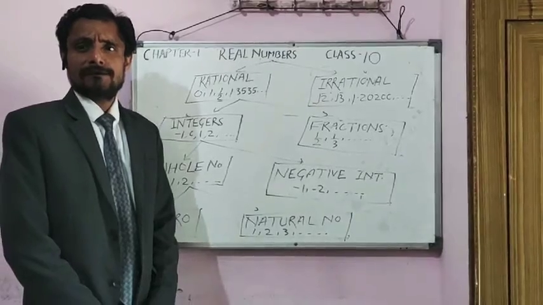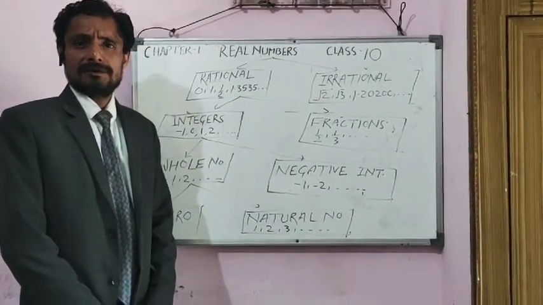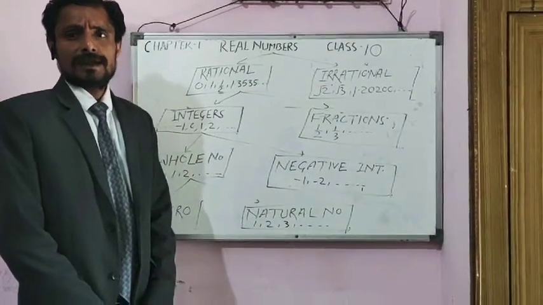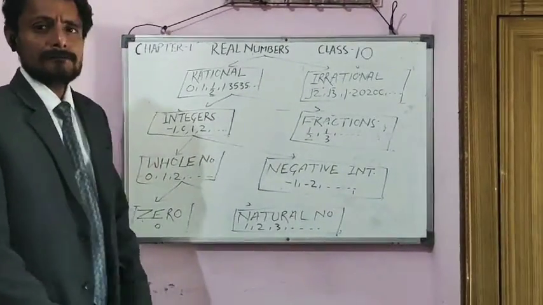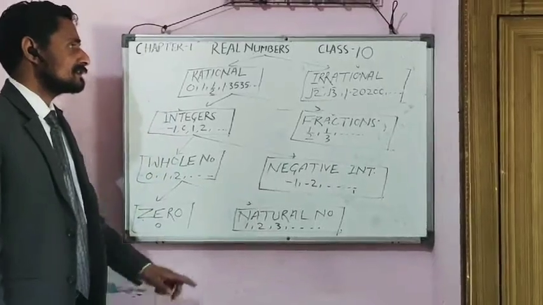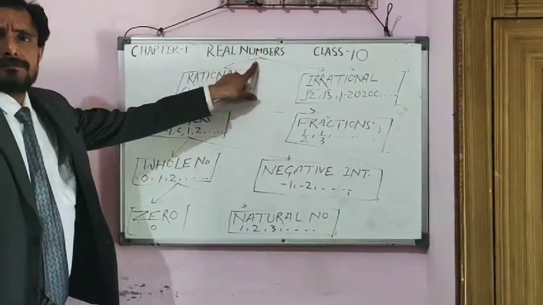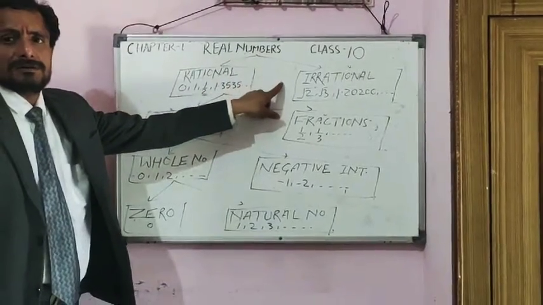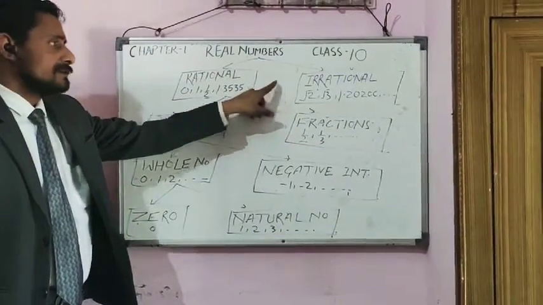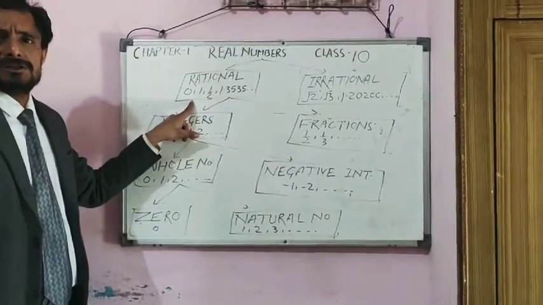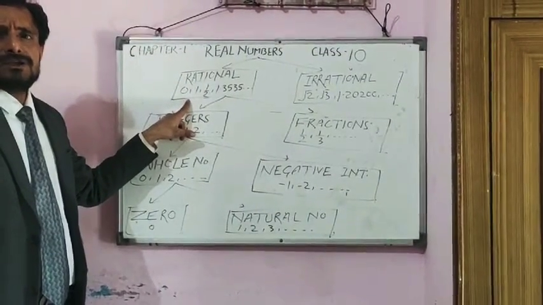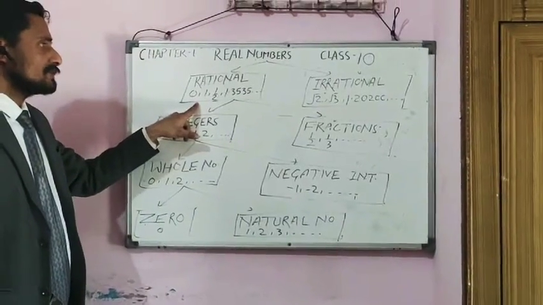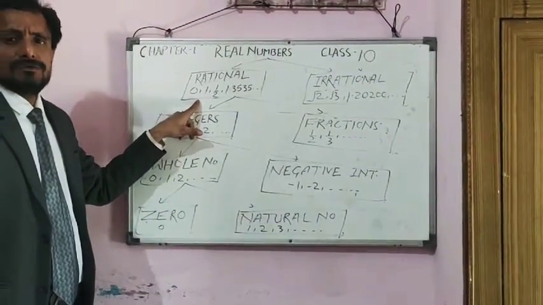Our first topic of maths is real numbers, and real numbers can be expressed as follows according to the board representation. According to the board representation, we classify real numbers into two parts: rational numbers and irrational numbers. We can understand rational numbers as numbers which can be expressed in the form of p upon q, where q is not equal to 0, like 0, 1, 1 by 2.